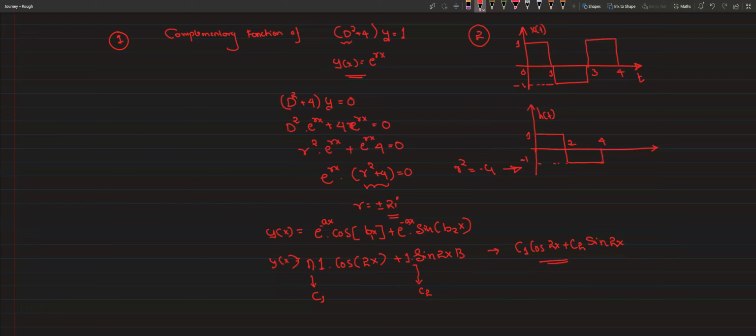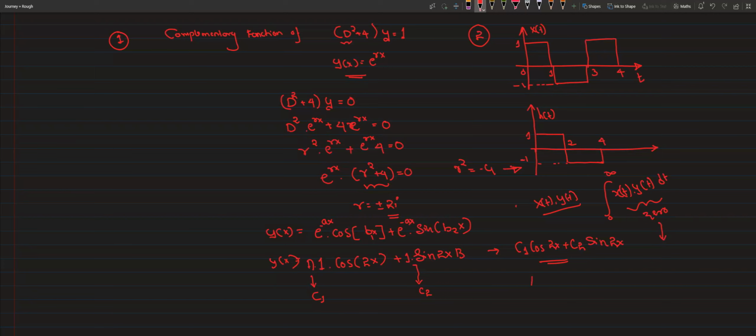If they give you any signals x of t and y of t, to find the orthogonality you just need to integrate from 0 to the maximum available value, or 0 to infinity, x of t times y of t. When you integrate, if this result is 0, then the signals are orthogonal.